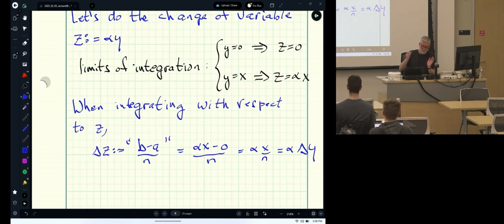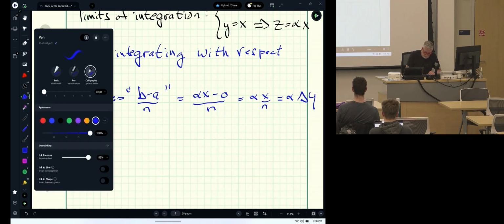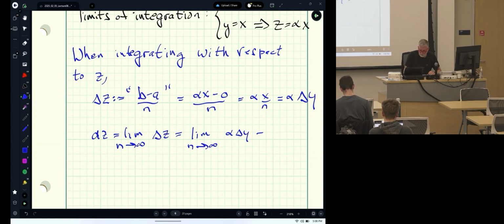Okay, so instead of doing y1, y2, through yn, we're doing z1, z2, through zn. We repeat all of the lower sums, and then dz is the limit as n goes to infinity of delta z, and that's the limit as n goes to infinity of alpha delta y, and so you get alpha times dy. So dz equals alpha dy. And I know you guys already know it because you've taken Math 116, but this is how it gets there, okay? That's the thought process.